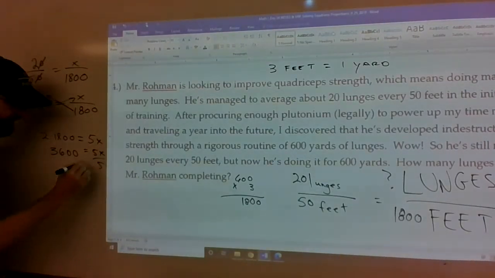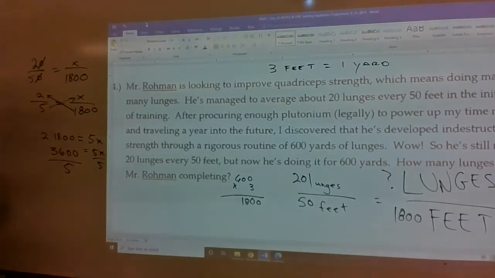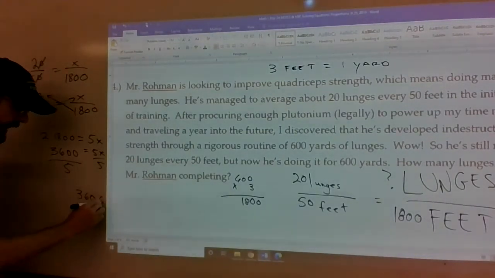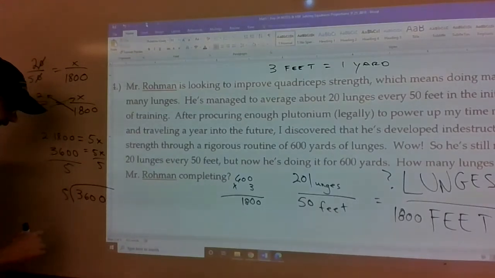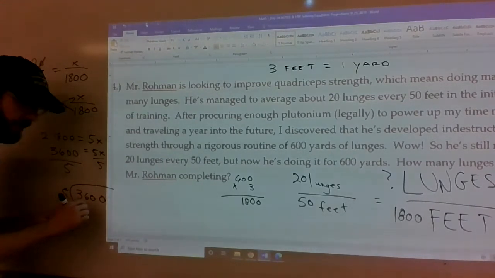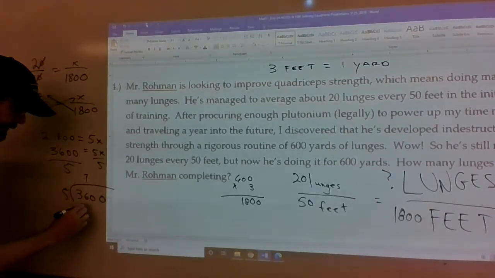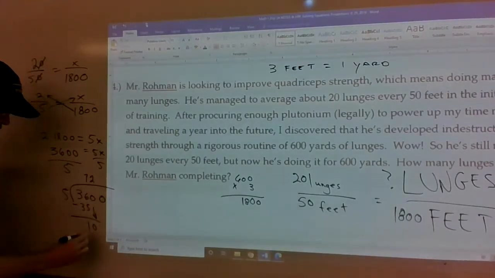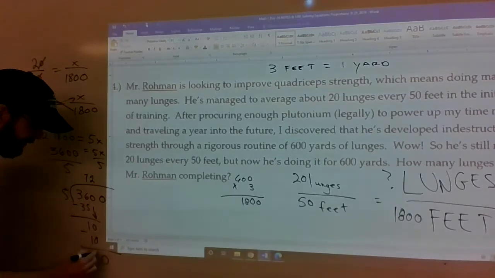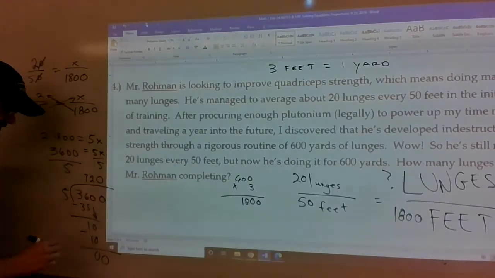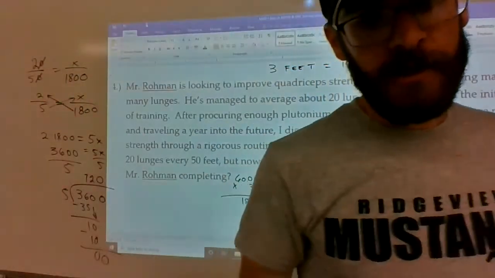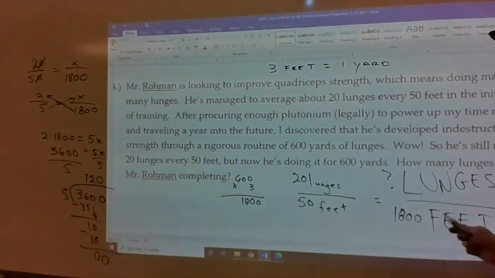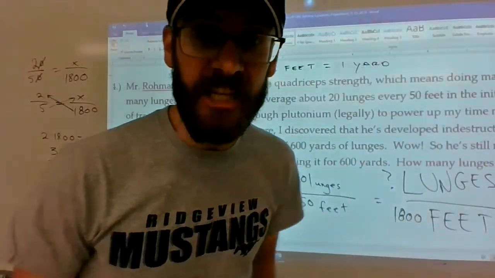And then I'm going to divide by 5. So check out the division. You can put the 3600 in the box, the 5 on the outside. 5 goes into 36 7 times. Multiply that, subtract, you get 1, 0, 2, everything zeroes out, but you still got one more digit to take care of. It's 720. So what did we just solve for? X equals 720. The question mark was lunges. He can do 720 lunges.